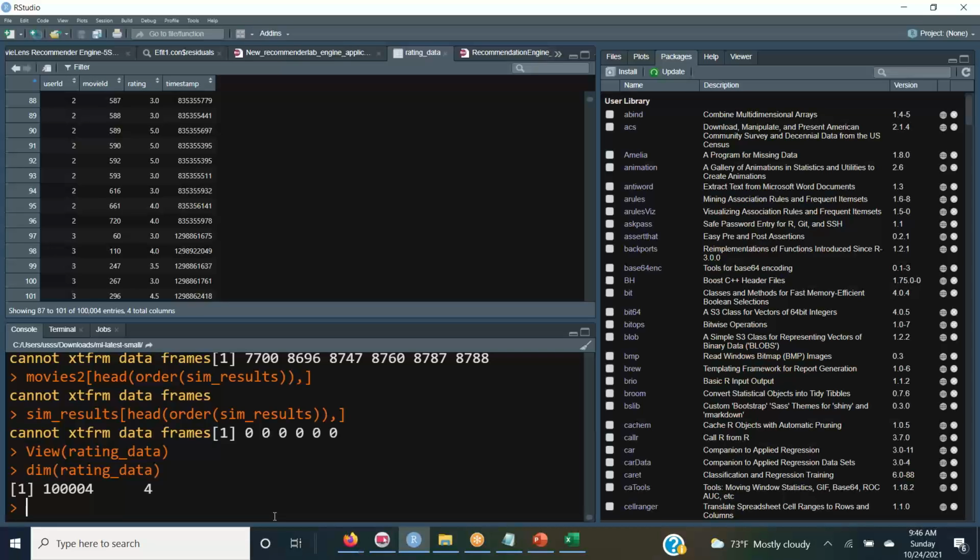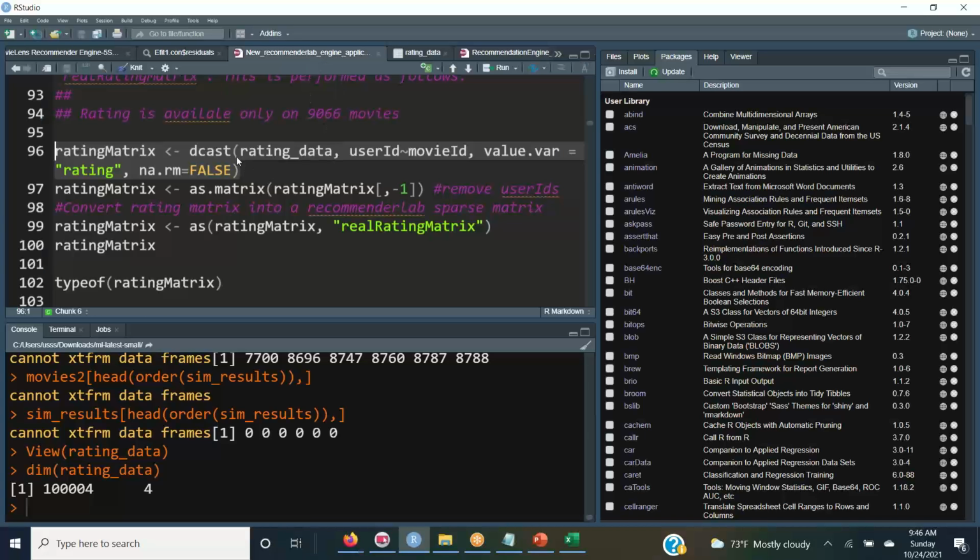This is what is called long form data. The data is cast in a way that users are rows, columns are movies, and the points are the rated values. Do you get it? Yes, sir. I'm still thinking. Think, but let's try to view it also. Okay, we'll see. So we cast the data like that. This formula is a beautiful formula, very simple formula.